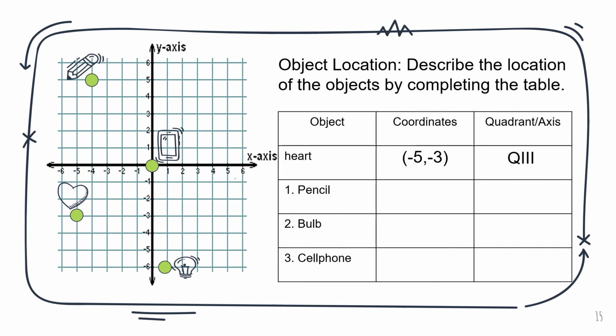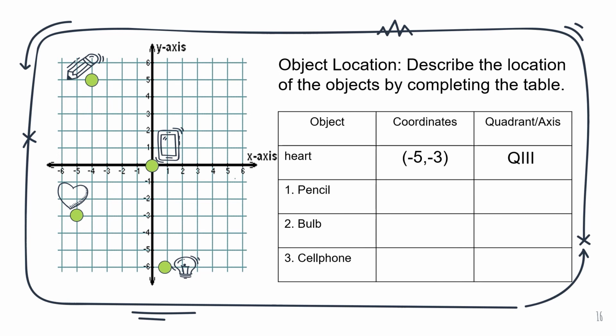It's your turn, dear grade 8 learners. This activity is entitled Object Location. Describe the location of the objects by completing the table. On the first column, we have the object. Second column, the coordinates. And on the third column, we have the quadrant or the axis. The first given is done for you. You are given 10 seconds to answer this activity. You may start now.